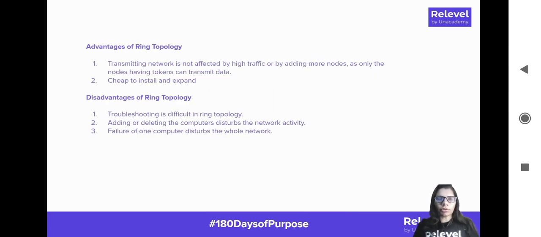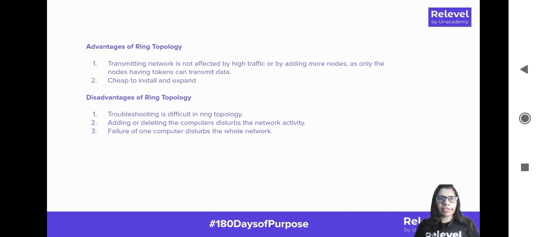If we talk about the advantages of ring topology, the transmitting network is not affected by high traffic or by adding more nodes, as only the nodes having tokens can transmit data. Another thing is that it is cheap to install and expand. One more advantage is that the possibility of collision is minimal in this type of topology.